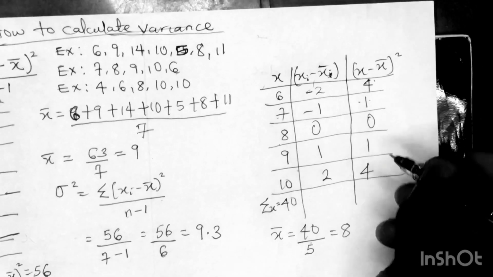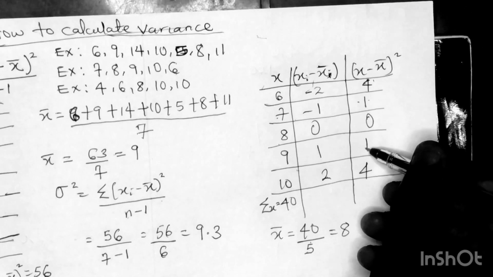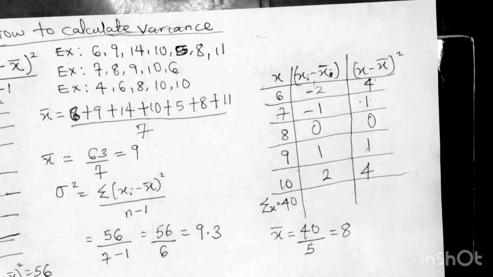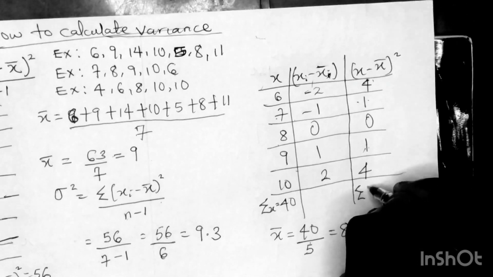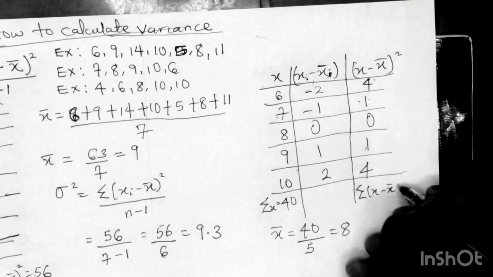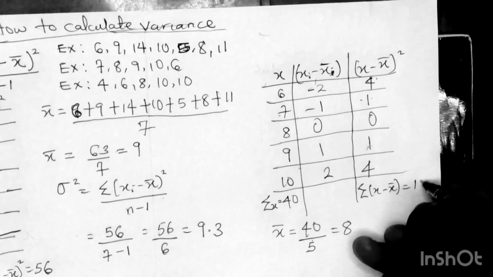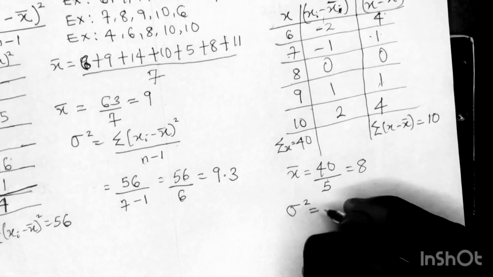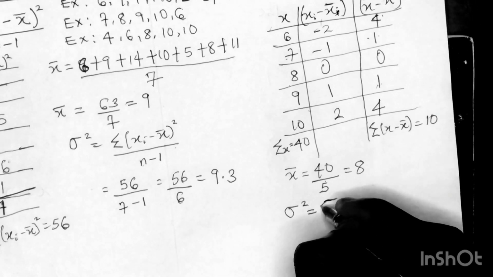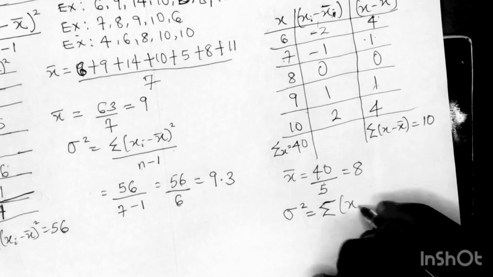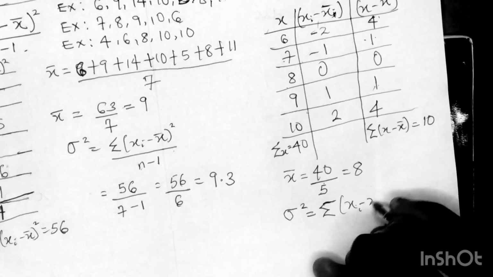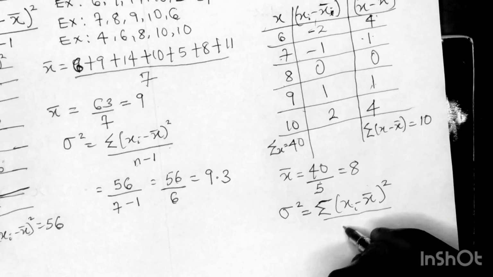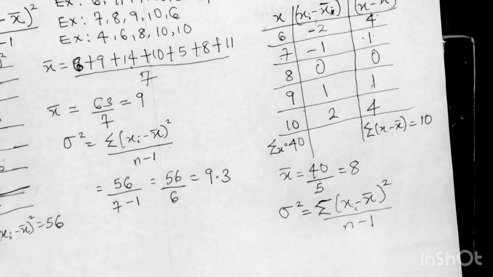So 1 plus 4, 5. 5 plus 1, 6. 6 plus this, you get 10. So the summation of your xi minus x bar squared is what? 10. So then your variance is going to be what? Which is summation of what? Your xi minus x bar all squared over n minus 1. Do you get what I'm saying now?